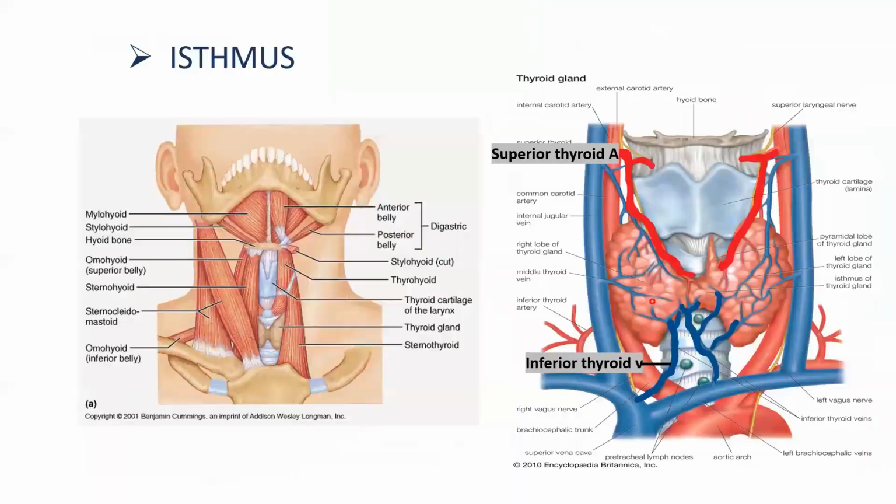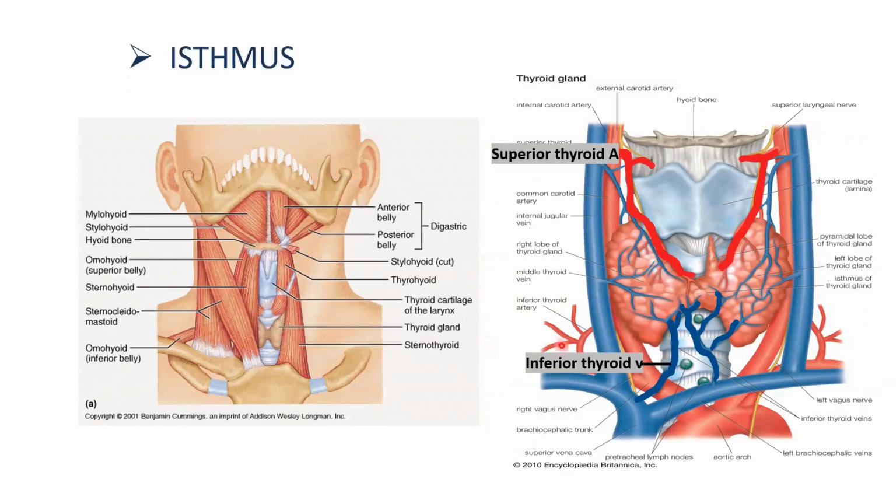Now the relations of the isthmus. The isthmus has an anterior and posterior surface. The anterior surface will be related to the same structures as the superficial surface of the lobe of the gland. So it will be related to skin, superficial fascia, deep fascia, and the strap muscles, sternohyoid and sternothyroid. While the posterior surface will be related to the second, third, and fourth tracheal rings.